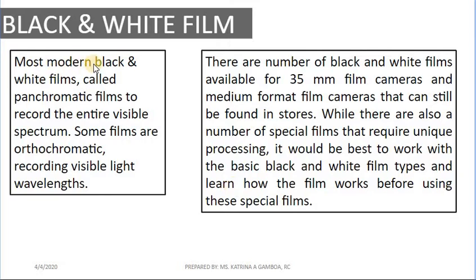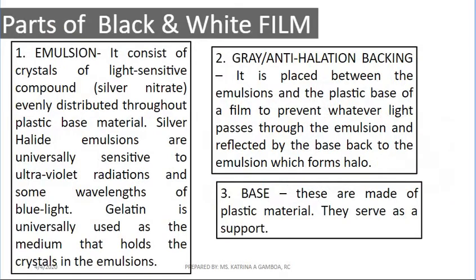So, most modern black and white films are called panchromatic films. Pag sinabi nating panchromatic films, these are sensitive to all colors, to record the entire visible spectrum. Some films are orthochromatic, recording visible lights and wavelengths. So, there are a number of black and white films available for 35mm film cameras and medium format film cameras that can still be found in stores. While there are also a number of special films that require unique processing. It would be best to work with the basic black and white film types and learn how the film works before using these special films.